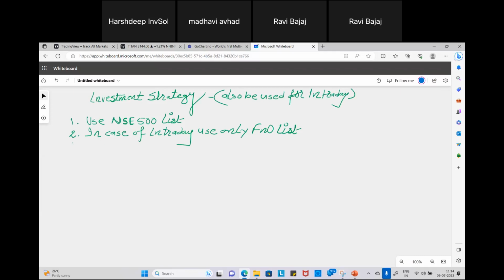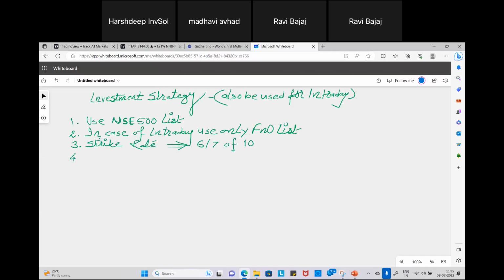Then the third one is strike rate. 6 or 7 of 10. Okay.